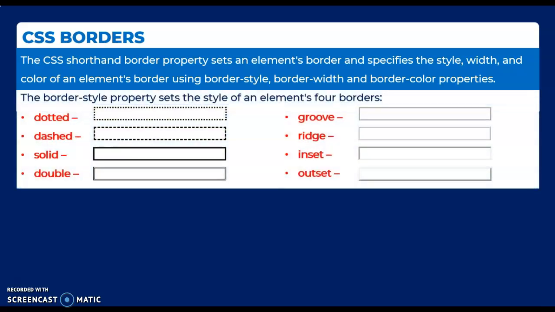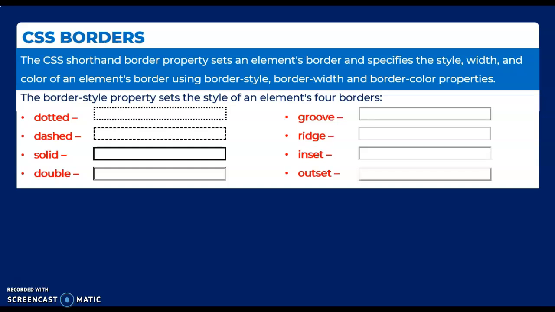The border style property sets the style of an element's 4 borders. It is always necessary to declare the border style property before the border width property, because an element must have borders before we can set the width. The following values are allowed.